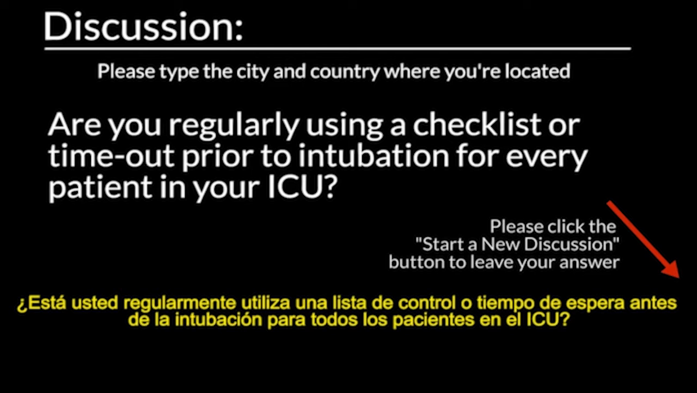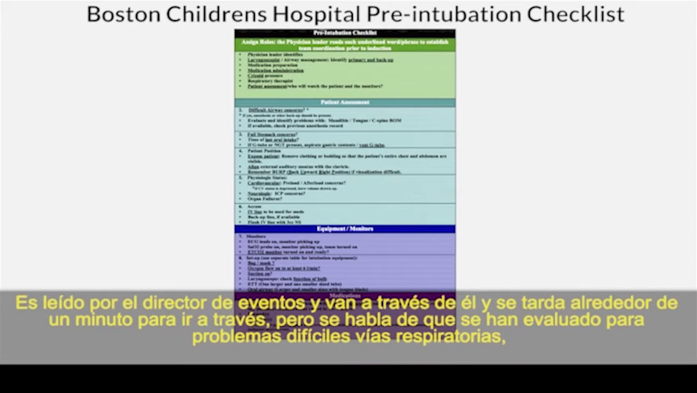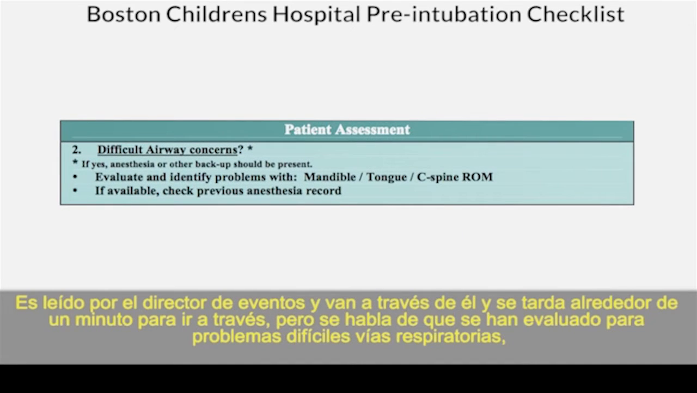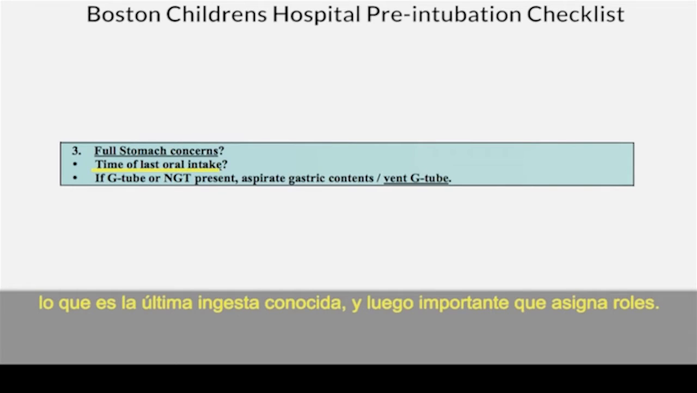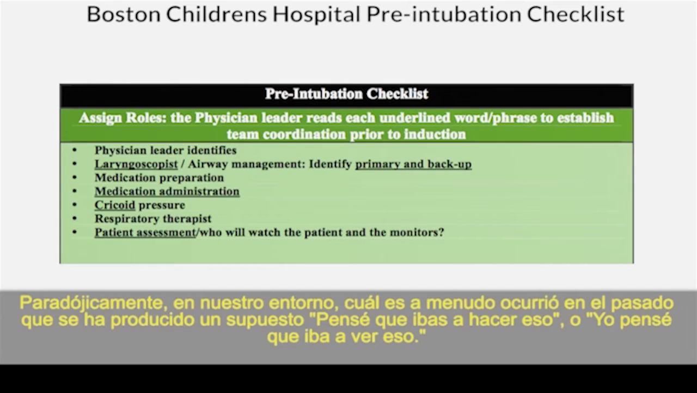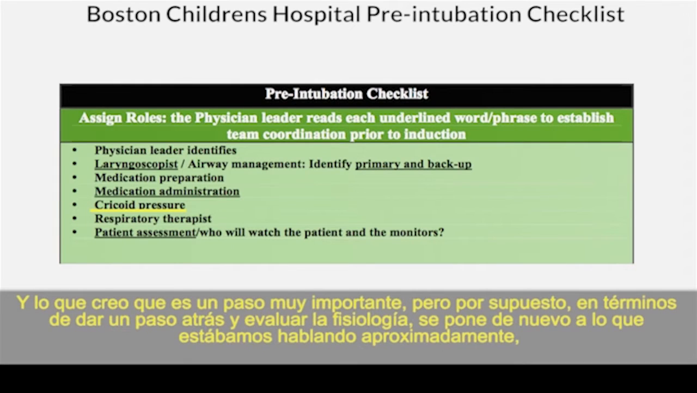Are you regularly using a checklist or timeout prior to intubation for every patient in your ICU? It's read by the event manager, and they go through it, and it takes about a minute to go through. But it talks about, have we assessed for difficult airway concerns? You know, what is the last known intake? And then importantly, it assigns roles. Paradoxically, in our environment, what's often happened in the past is there's been an assumption that I thought you were going to do that, or I thought you were going to watch that. And so roles are assigned from who's the laryngoscopist, who's the backup, who's going to be applying Sellick or cricoid pressure, et cetera. And so I think that's a very critical step.